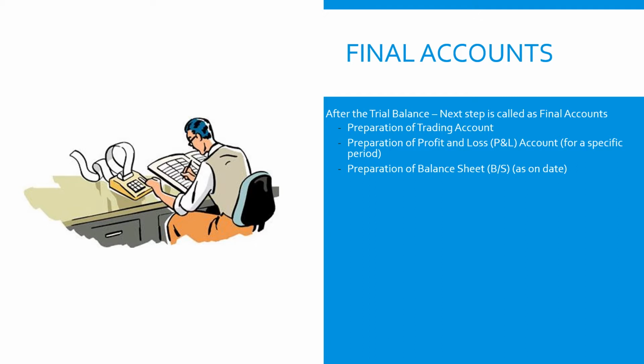Now here, the one point we really need to keep in mind is that the trading account and the profit and loss account are drawn for a specific period of time, say from 1st January to 31st December, or 1st April to 31st March. Basically these are for a set period, in general a financial year. Your balance sheet, however, is always drawn on a particular date, so that's why we call it balance sheet as on date.